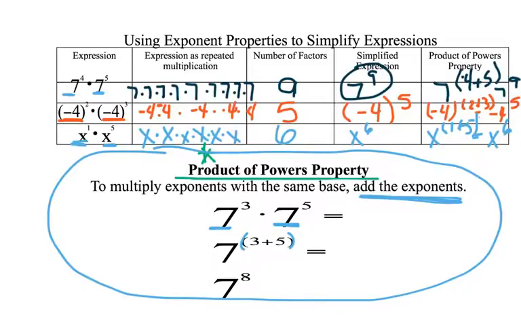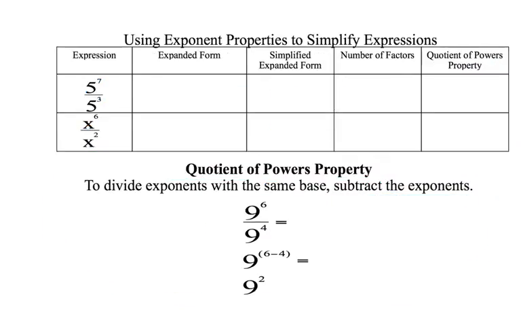One more property. Okay, so we looked at the product of powers property. Now we're going to look at the quotient of powers property. In order to do this, we're going to look at our table and we're going to look at our expanded form. Okay? We have 5 to the 7th power and 5 to the 3rd power. 5 to the 7th power divided by, that means quotient, 5 to the 3rd power. The bases are the same, so this is what it would look like in expanded form.